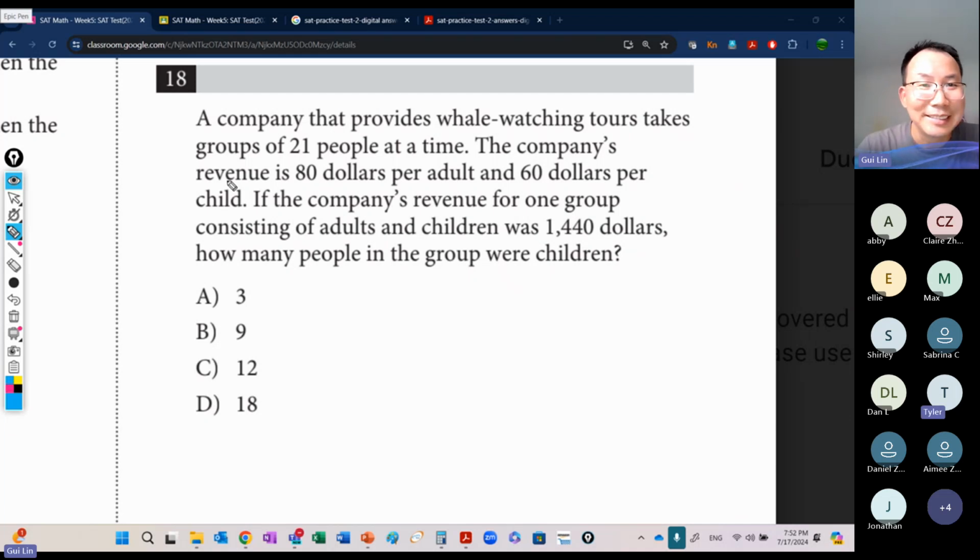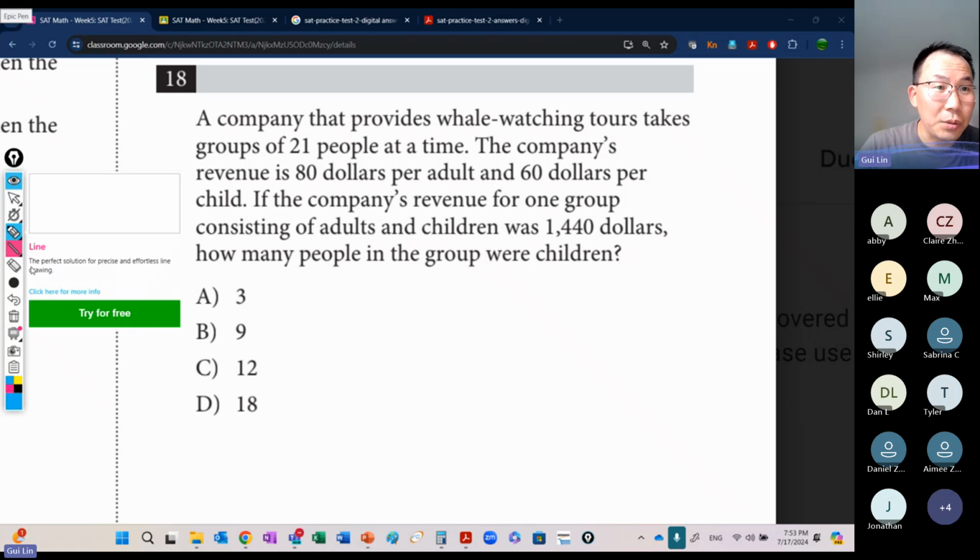A company that provides whale watching tours takes revenue is $80 per adult and $60 per child. If the company's revenue for one group consisting of adults and children was $1,440, how many people in the group were children?